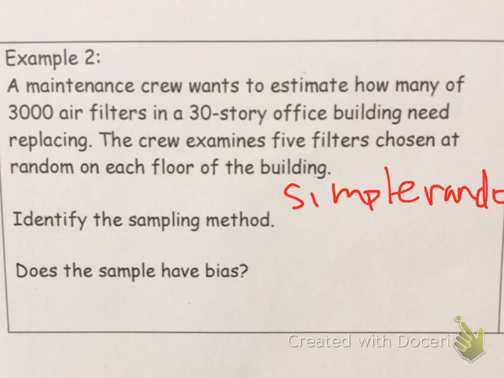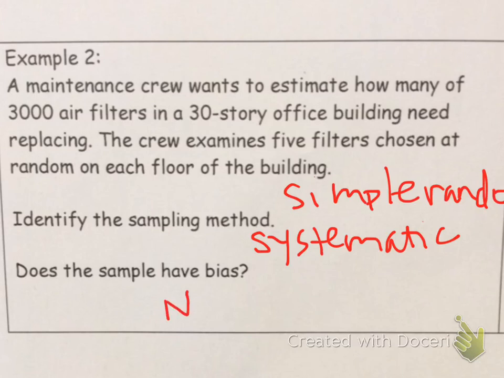But I also thought about this one and I thought, well, isn't it systematic what they're doing? They're totally going to each floor and then choosing randomly. So if you would have picked systematic on this, I would have totally been all right with that too. Okay, does the sample have bias? I'm going to say this time it does not. You're going to every floor. You're picking a random sample. There is no bias in what's going on there with the air filters.